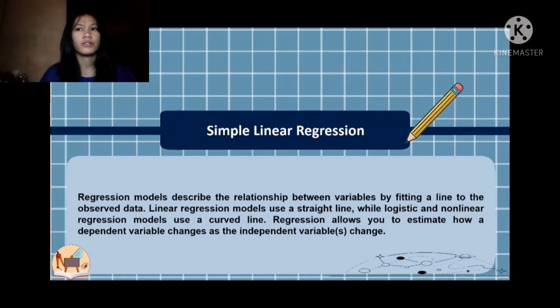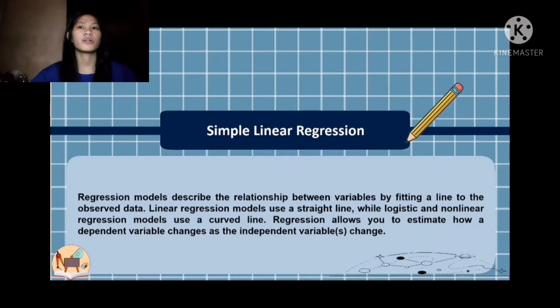Simple linear regression models describe the relationship between variables by fitting a line to the observed data. Linear regression models use a straight line, while logistic and nonlinear regression models use a curved line. Regression allows you to estimate how a dependent variable changes as the independent variable or variables change.